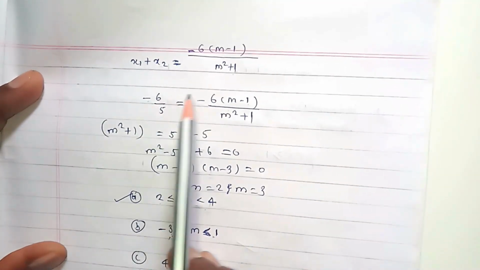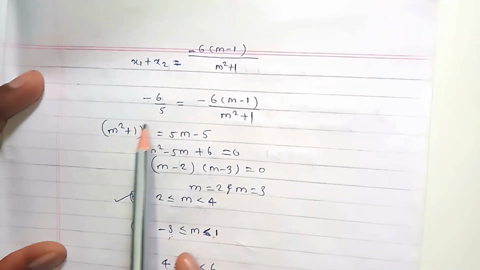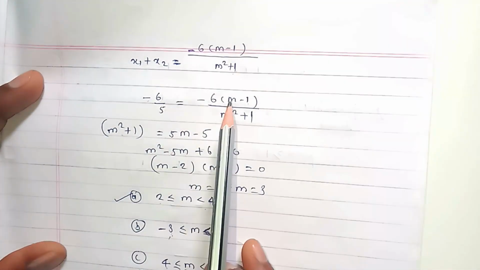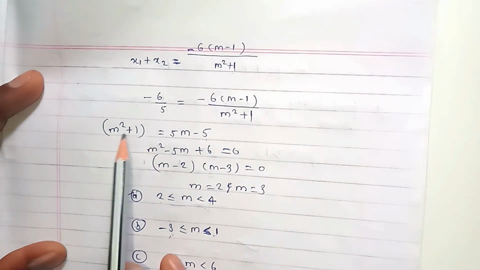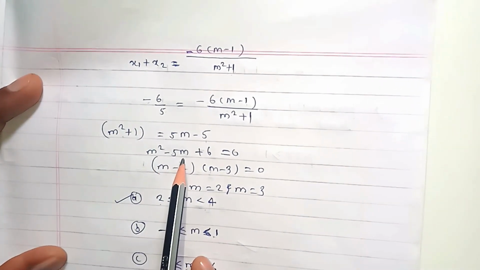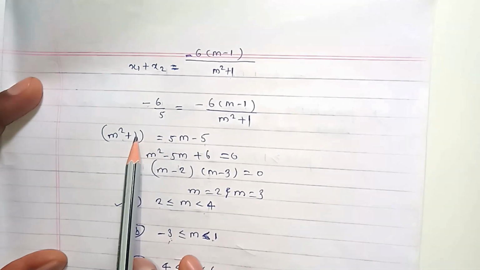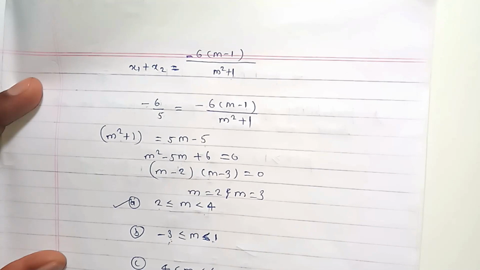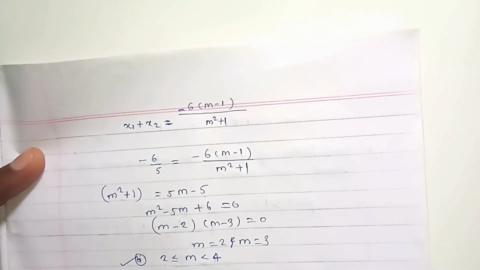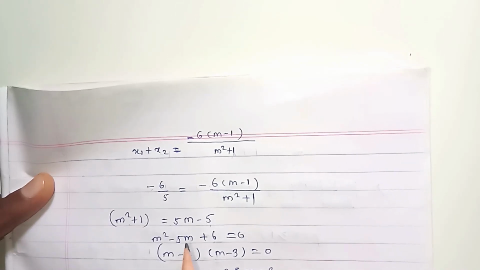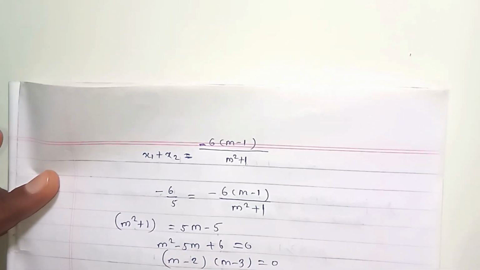The negative 6 cancels with the negative 6, so m square plus 1 is here and 5 is here, so m square plus 1 equals 5m minus 5. Taking this term to one side, we get m square minus 5m, plus 5 plus 1, which is 6. So again we got a quadratic equation, this time in the form of m.